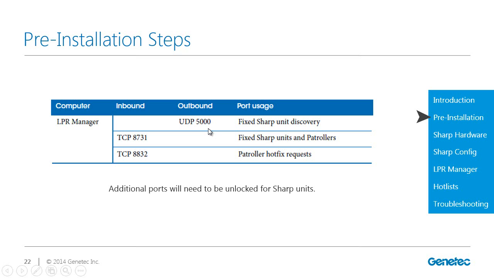Now, if we're using a mobile system, there's a much larger group of ports that need to be open for the patroller application as well. Now, we're going to see a little bit later on there are some other ports that need to be open, and those are going to be used for the Sharp units. We'll see where we can find those port numbers a little bit later on.